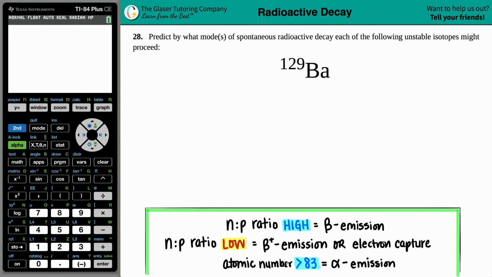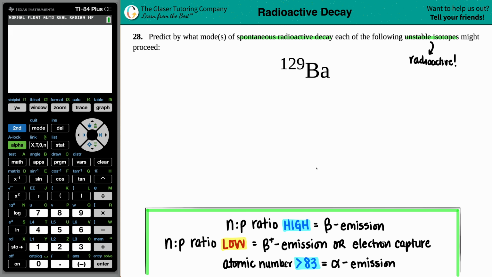28. Predict by what modes of spontaneous radioactive decay each of the following unstable isotopes might proceed. And then we have barium-129. They already told us that this barium isotope is going to be unstable, so much so that it will be radioactive. And radioactive material doesn't stay radioactive for long. They want to find a stable form of an isotope, so these radioactive isotopes will start decaying until they form a stable one. But now the question is, which type of emission or capture is barium-129 going to undergo?